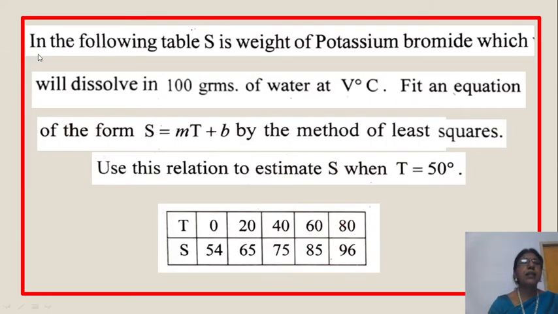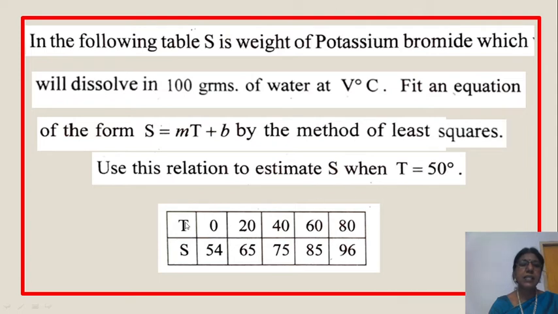See the next one. In the following table, S is the weight of potassium bromide which will dissolve in 100 grams of water at T degrees centigrade. Fit an equation of the form S is equal to MT plus B by the method of least squares. Use this relation to estimate S when T is equal to 50 degrees.